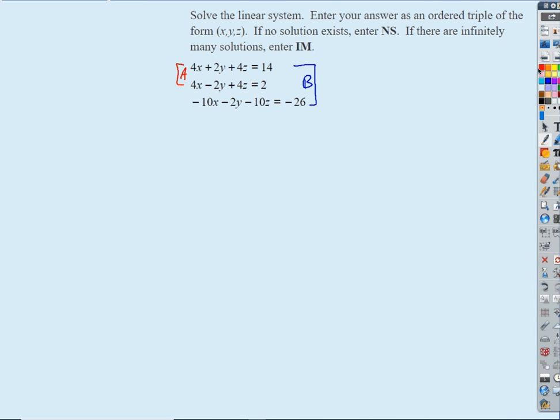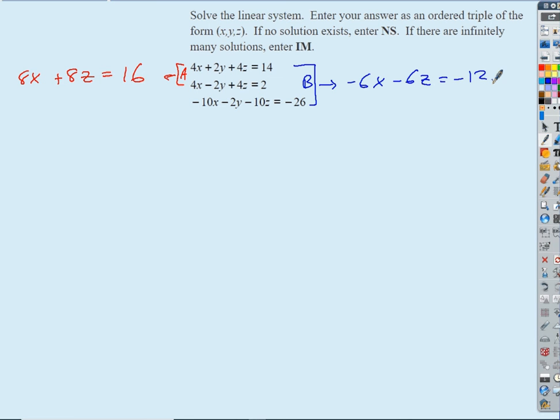If I just combine system A, we add those up. What do we get? 8x plus 8z equals 16. Good? Everybody agree? If I combine system B, I'm going to get negative 6x minus 6z equals negative 12. There we go.